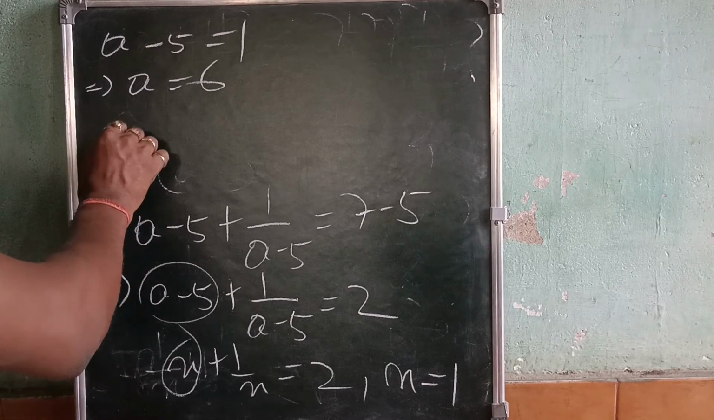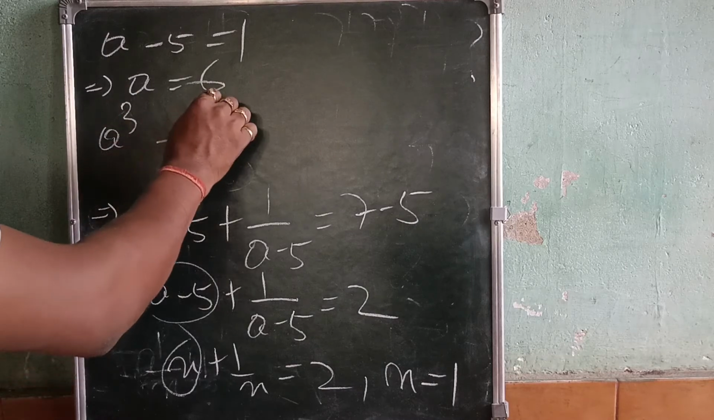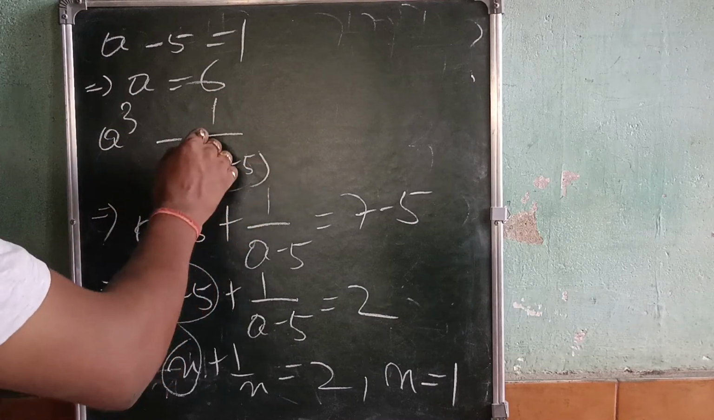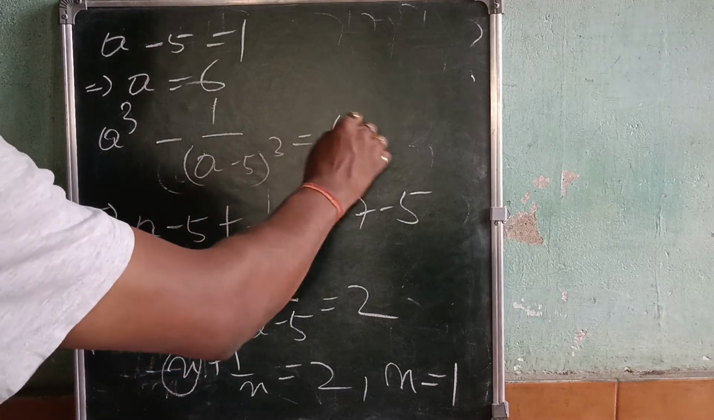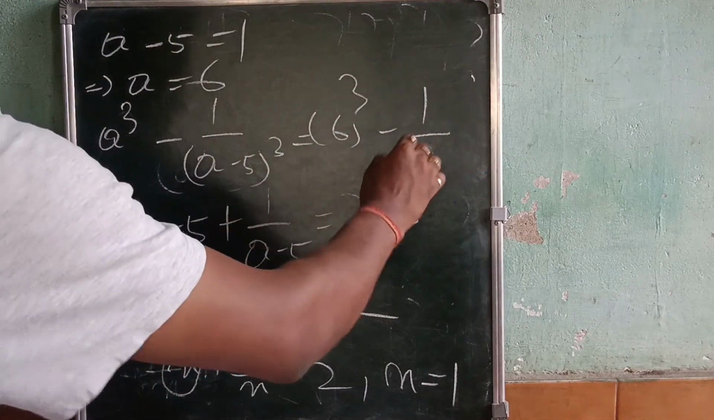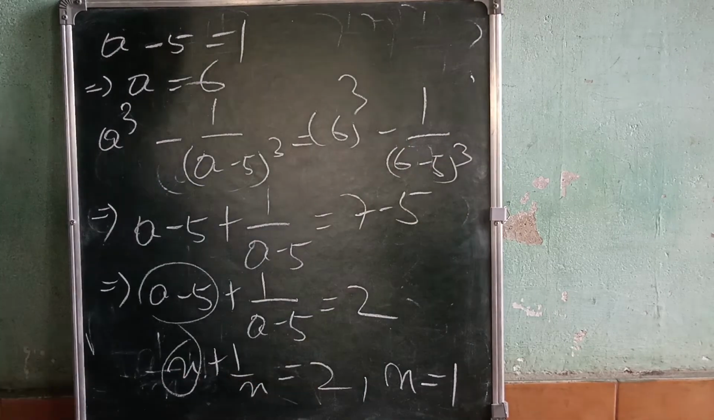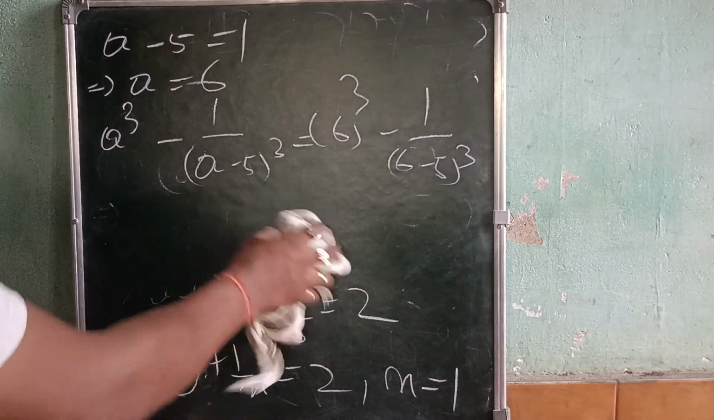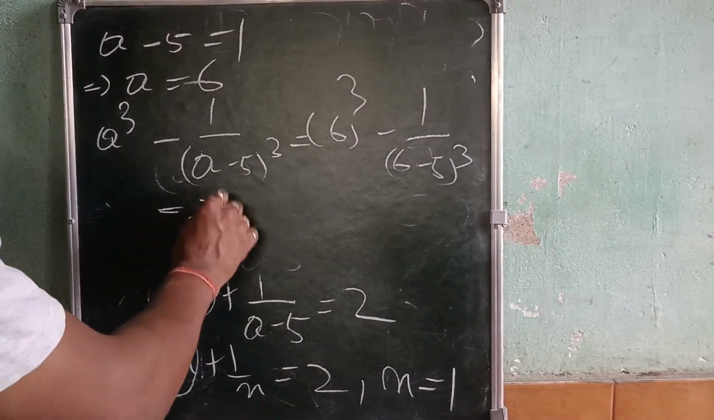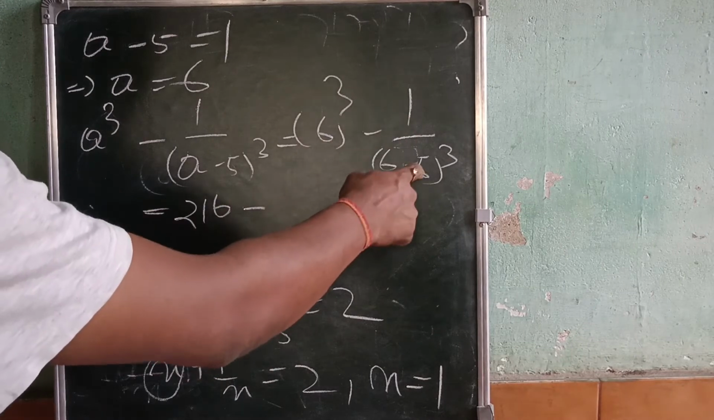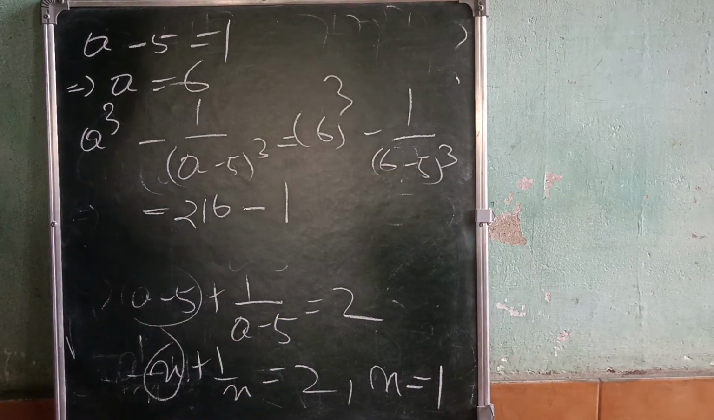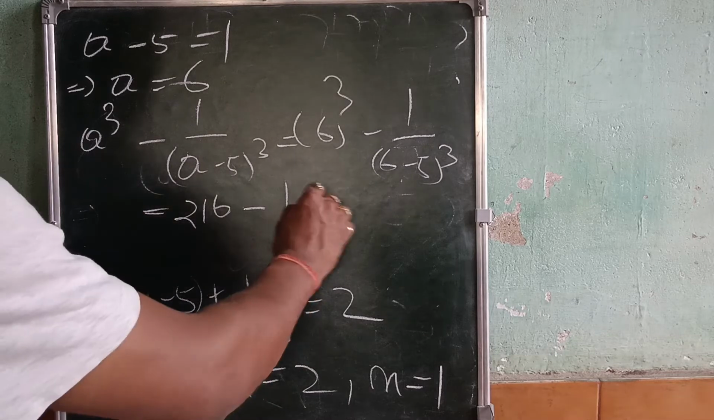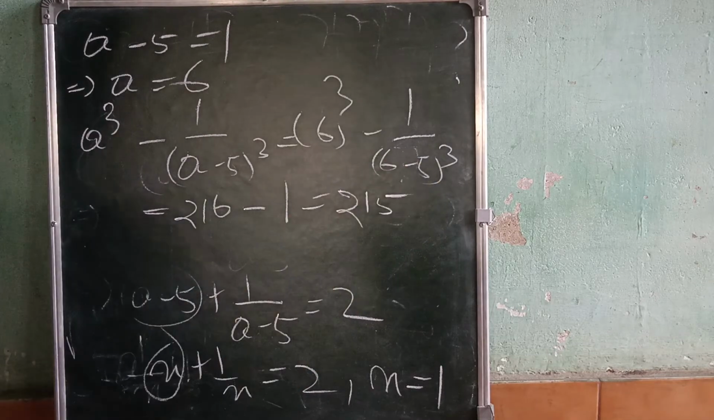Now you have to find out the value of a cube minus 1 by a minus 5 cube. So a cube in the sense 6 cube minus 1 by 6 minus 5 cube, right? So 6 cube, what is your value? 6 cube is 216, minus 6 minus 5 is 1, 1 cube 1, so 1 by 1 is equal to 1. 216 minus 1, that equals 215. This is another trick, right? So next, come to the next question.